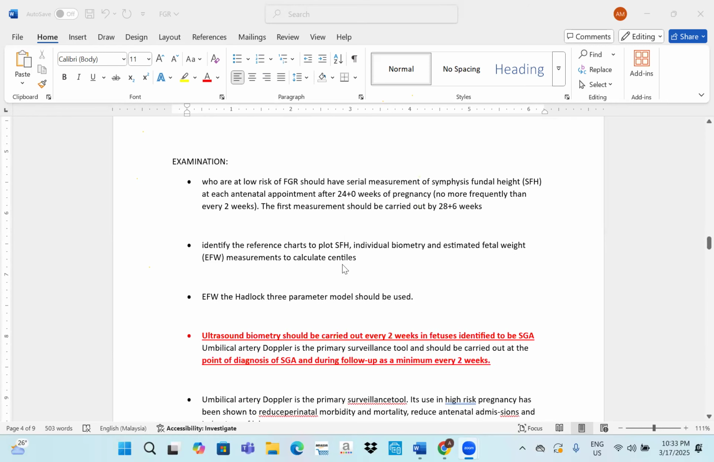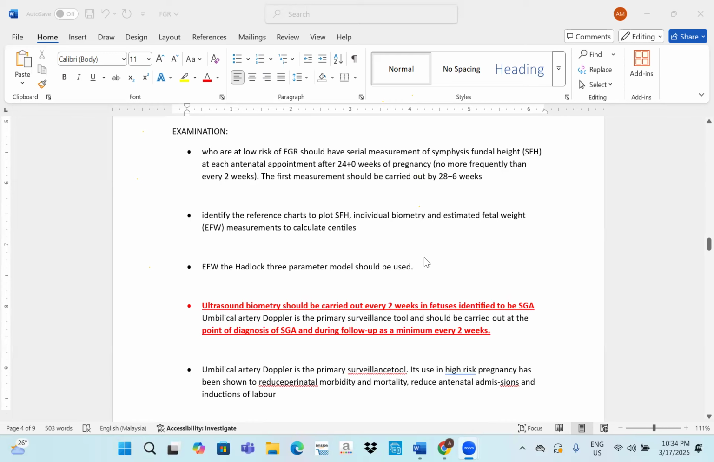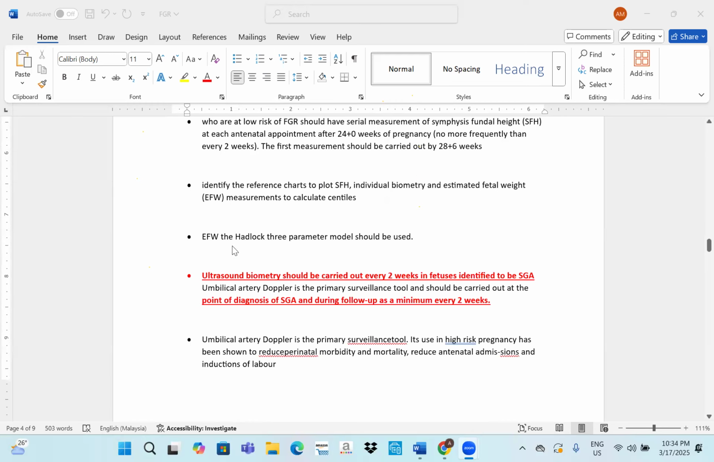Now, examination part, already you know you will be asking about the BMI and the symphysiofundal height from 24 weeks. Then identify the reference chart to plot the symphysiofundal height, individual biometry, and estimated fetal weight. That I also told you. If the symphysiofundal height is there with you, you plot the chart. For the estimated fetal weight, use the Hadlock formula. If you are using the Hadlock formula now, and again you are doing the growth scan, you will be using Hadlock again.